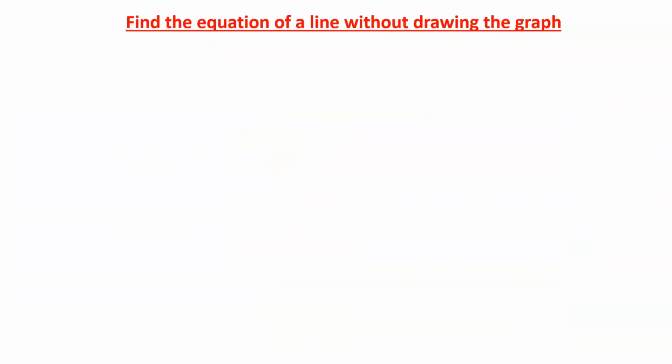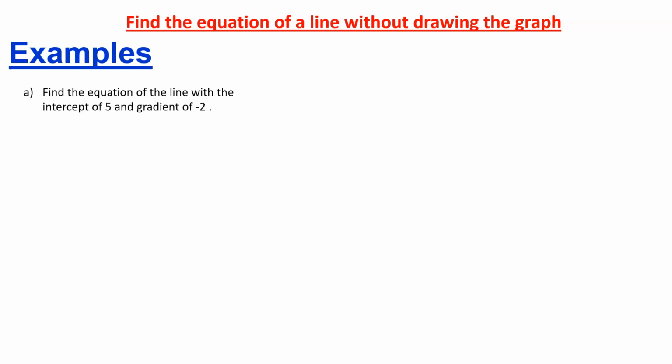Okay? Now, we're going to look at another angle. The angle we're going to look at now is finding the equation of a line without drawing the graph. So you get some information, and use that information to find your equation of a line. For example, example 1 says, find the equation of the line with the intercept of 5 and the gradient of 2. So everything is ready.